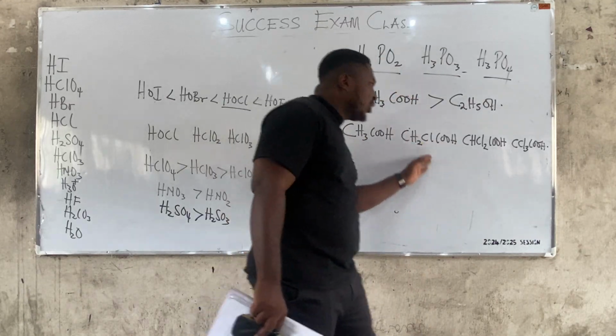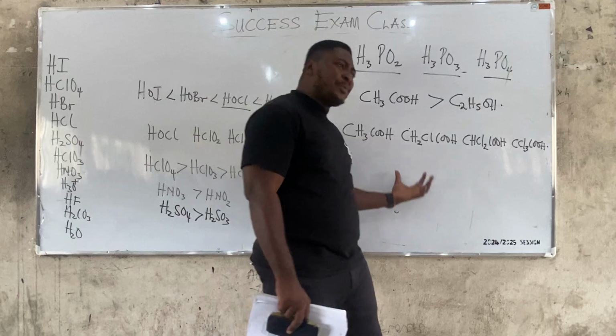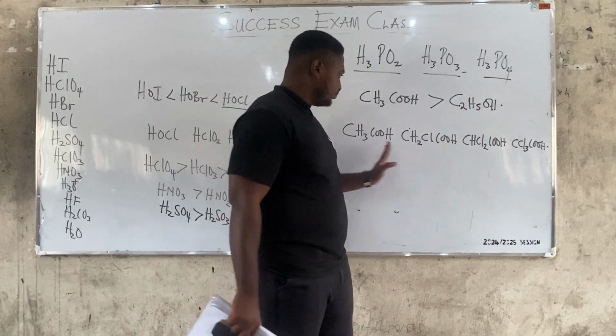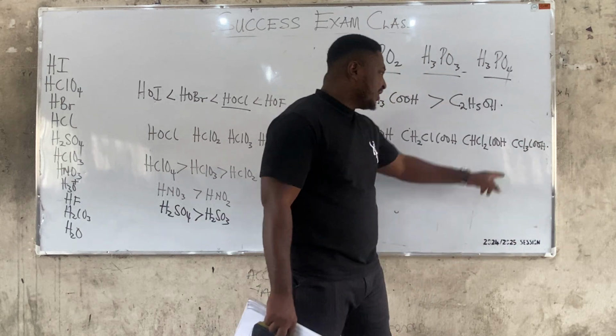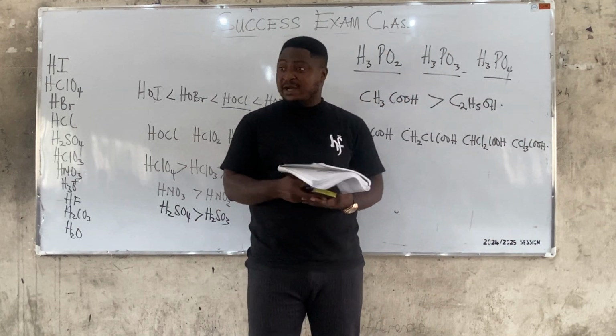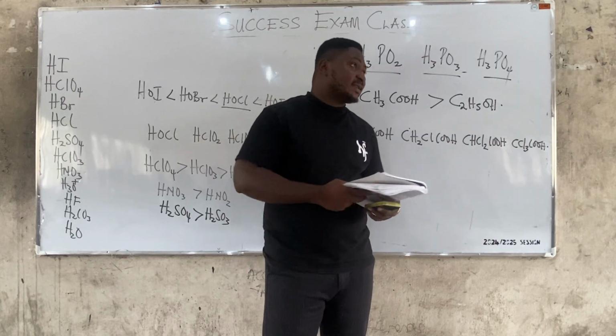So besides chlorine, other people that can be used is someone like bromine, which is also an electrophile. So if you have to arrange, the more the number of chlorine, the stronger the acid. The more the number of chlorine, the stronger the what? Acid.